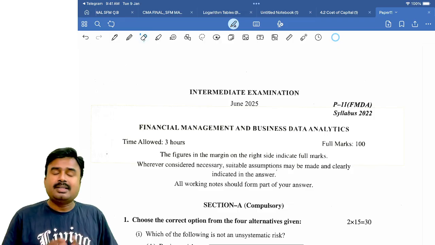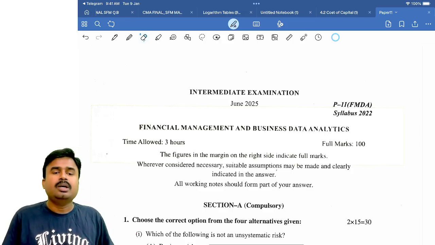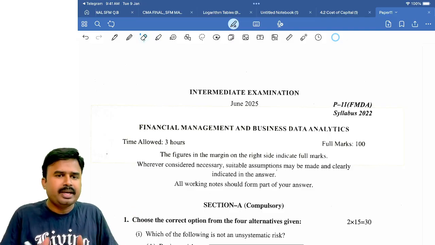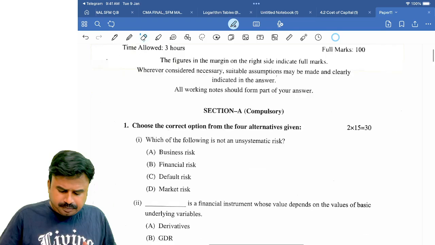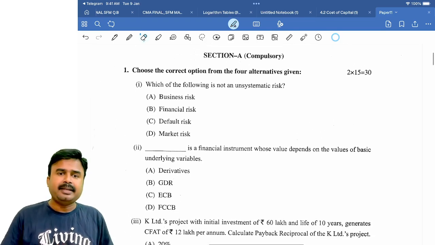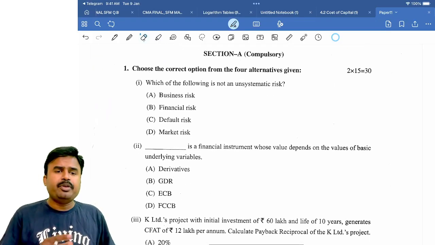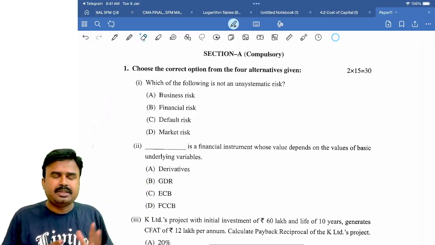So let us have some understanding regarding this paper. The paper analysis: I am not here to discuss the solutions. I'll just tell you how our strategy is working here. Look at the MCQ segment, Section A. If you remember, dear students, I've given you one strategy regarding the financial management paper. So I'm just referring to that strategy here.